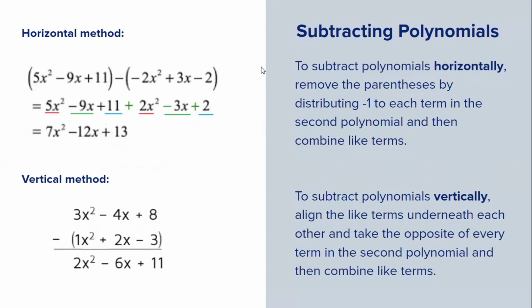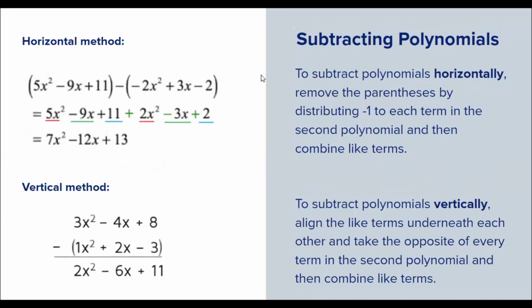Now, subtracting polynomials. You can also use the horizontal method and the vertical method. It's going to be very similar, just a little bit different. To subtract polynomials horizontally, you would remove the parentheses by distributing negative 1 to each term in the second polynomial and then combine like terms. So basically, it's just like addition, except before you get rid of the parentheses, you have to distribute negative 1 to each term in the parentheses. With this example, you would distribute the negative 1 right here to all the terms in this parentheses.